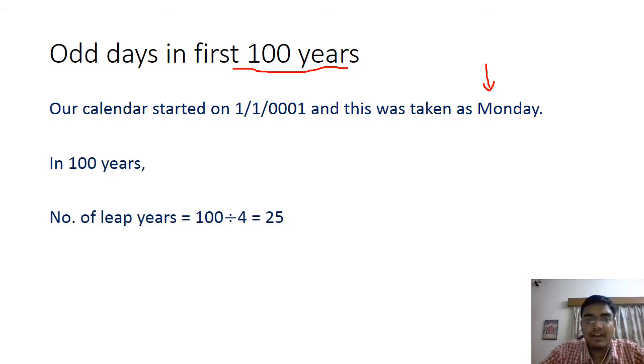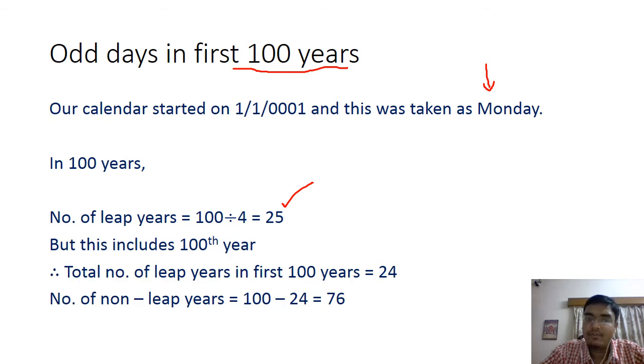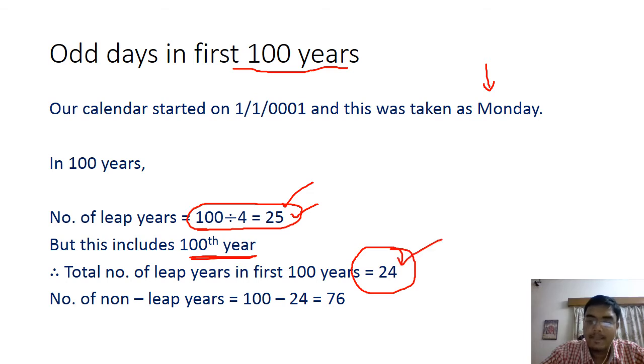So now for 100 years, we'll find out number of leap years. Now number of leap years would be 25 or 24. It would be 24 because when we divide 100 by 4, we get 25. So our leap years would have been 25, but it includes the 100th year, which, being a century year and not being divisible by 400, is not a leap year. So because 100th year is not a leap year, we'll subtract 1 from 25. So number of leap years in first 100 years is 24. So our non-leap years or ordinary years would be 76.